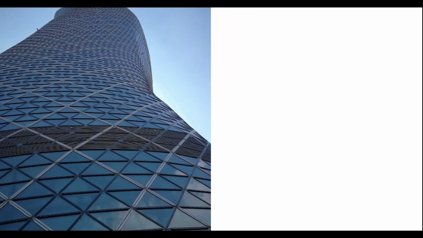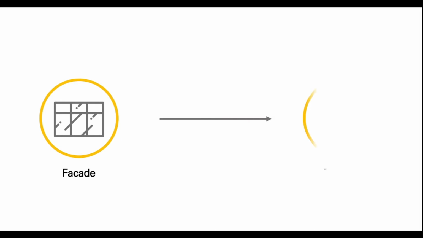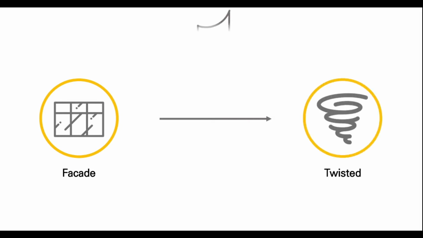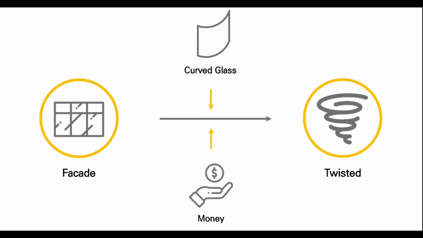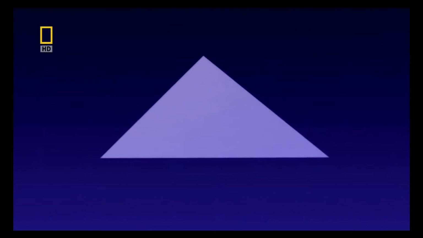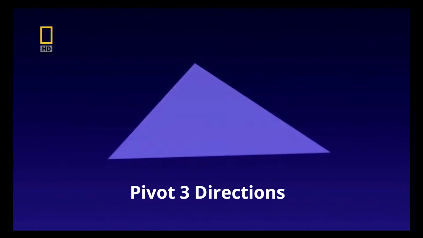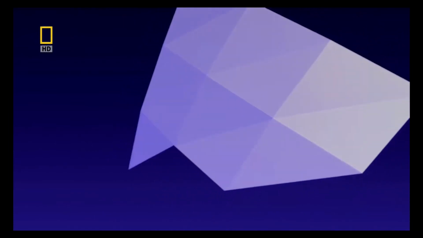Facade means the exterior of the building that is closed by glass. To make a twisting facade, they could simply use curved glass itself, but it is very expensive. So they used a triangle's unique principle to make it look twisted. Triangular glass panes can pivot in 3 directions. Also, they are connected with adjacent glass panes.